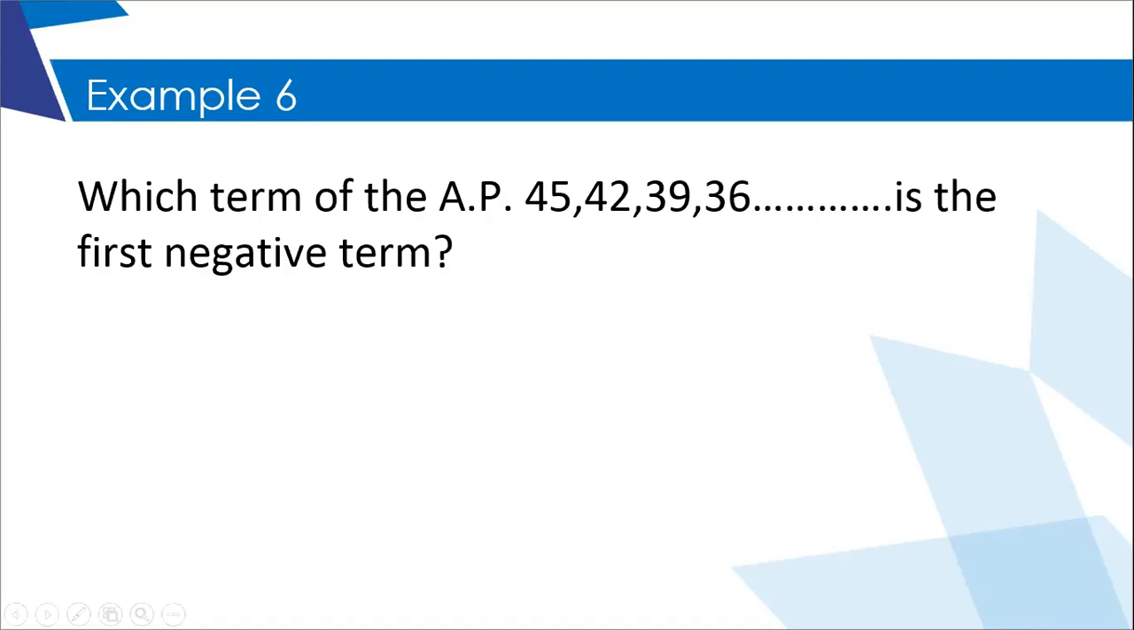So here you see that the series is descending. That means numbers are decreasing. So finally you will reach a stage where your negative number will start. So he's asking you the position.